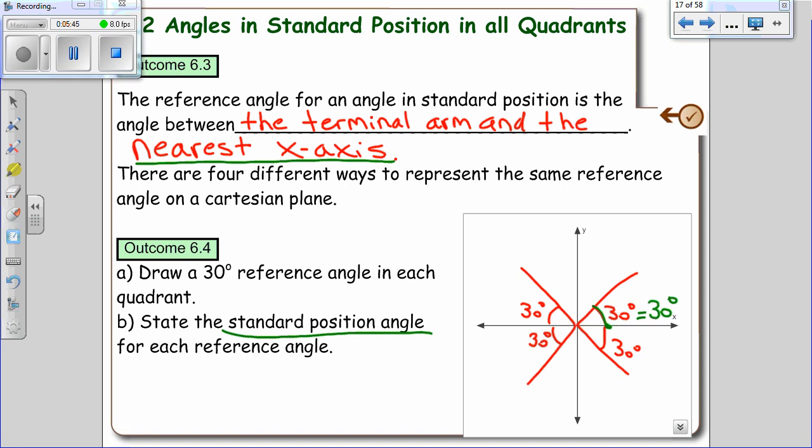But in quadrant 2, if you look, my standard position is going to go from right there all the way around to right there. And they're talking about this big green angle as their standard position angle. The way you're going to calculate that is by using a little bit of your conceptual ability and a little bit of logic.